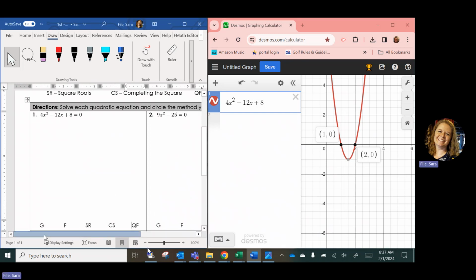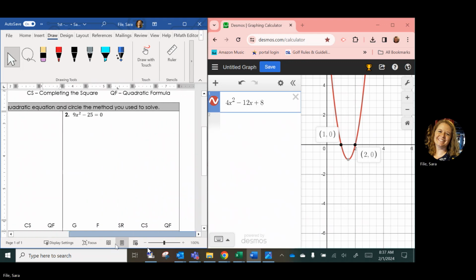All right, then number 2. Show of hands, how many used graphing? Factoring.